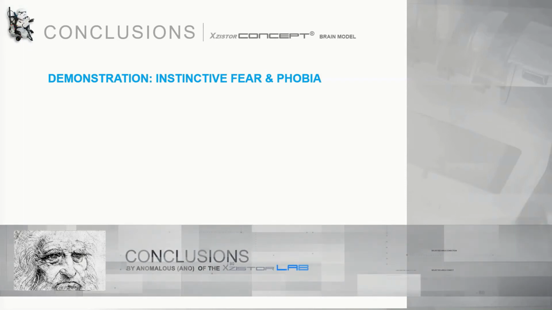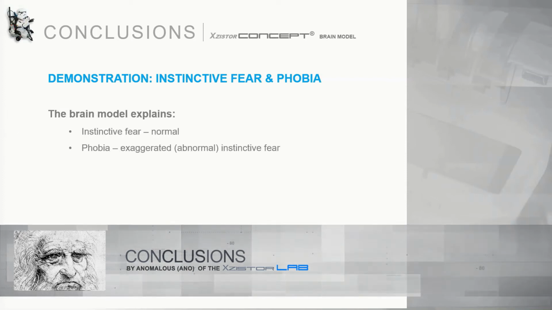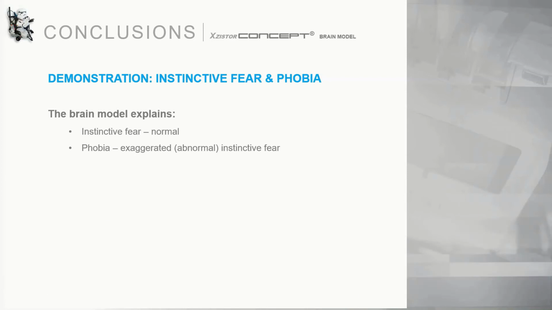Let's look at some conclusions and thoughts on the implementation of instinctive fear and phobias. The important thing here is the brain model explains to us how we can install instinctive fear into the brain of Troopy. And it also explains what a phobia is.